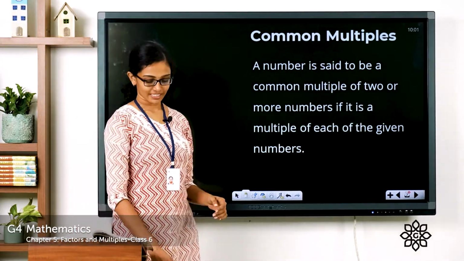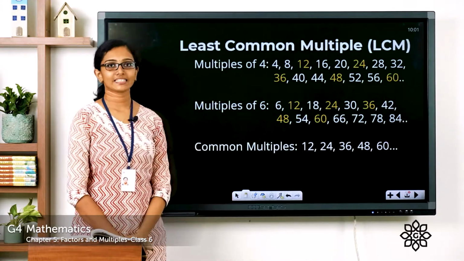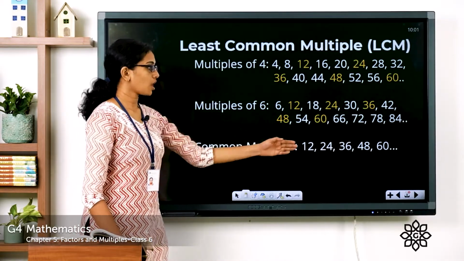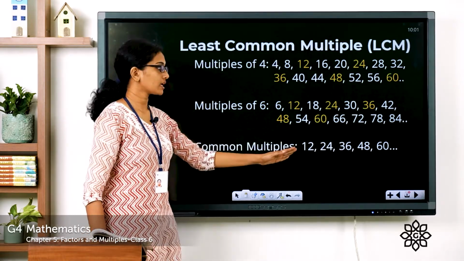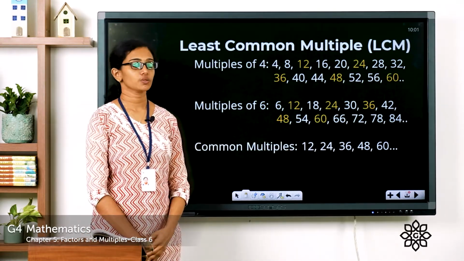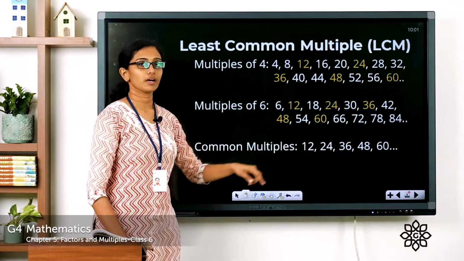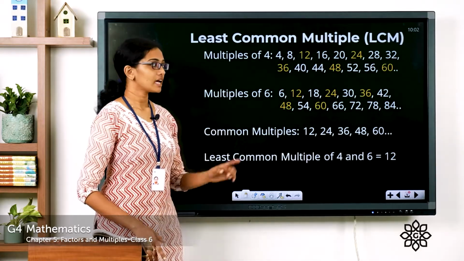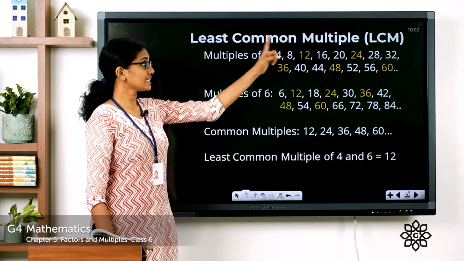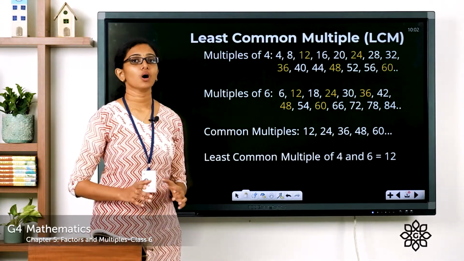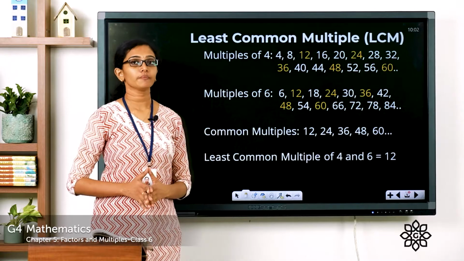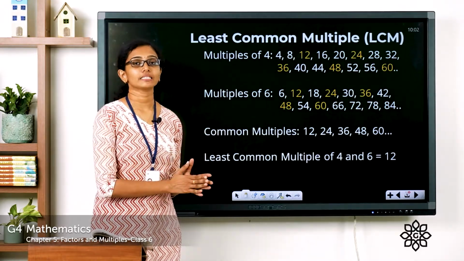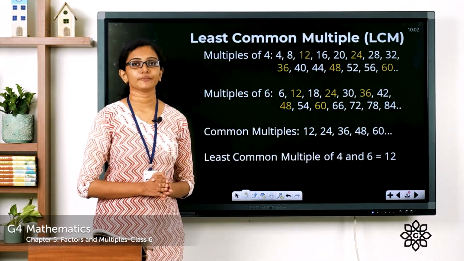Let's have a look at the common multiples of 4 and 6 once again. We have the common multiples here, and which is the lowest or the least among the common multiples? You see, it is the number 12 here. So you can say 12 is the least common multiple or lowest common multiple of 4 and 6. I hope you are clear with the concepts of multiples and least common multiple.